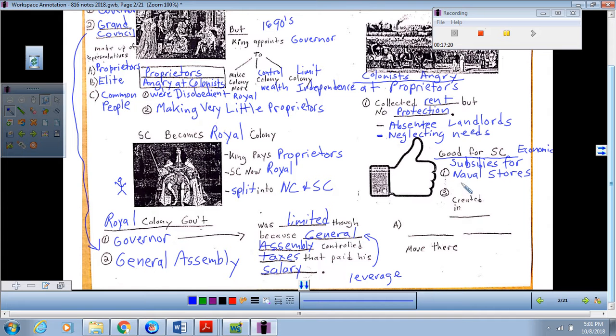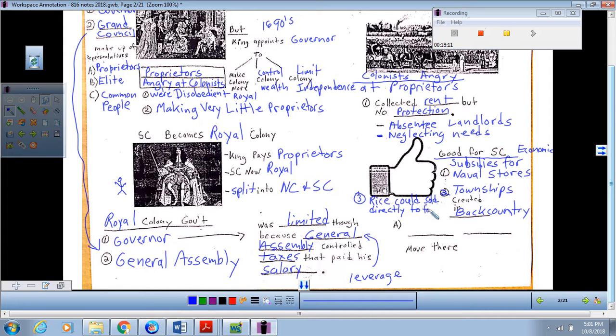2, there would be townships created in the backcountry of the Carolinas, which would help pave the way for organized government. 3, they allowed the Carolina colony to trade rice with any foreign colony. So, rice could be sold directly to foreign countries.